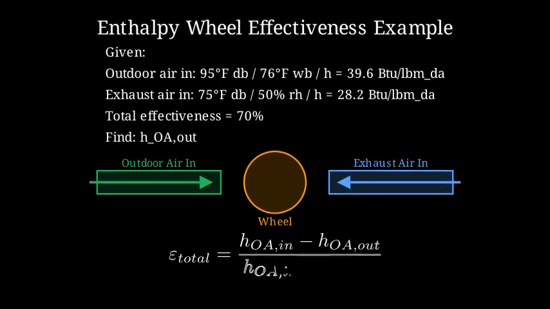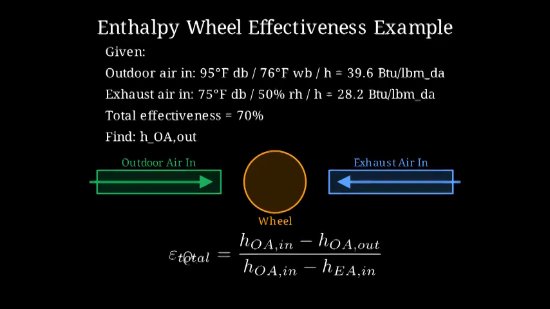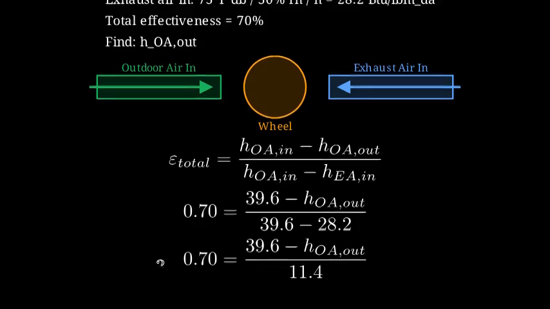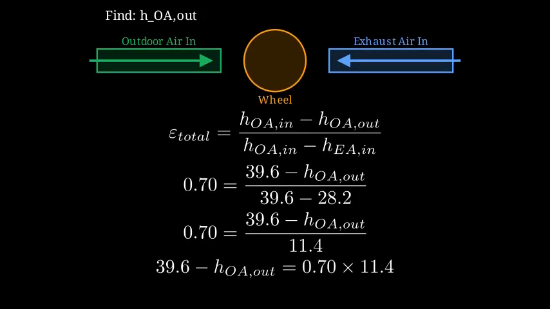Now, let's use the total effectiveness equation. Effectiveness equals the change in outdoor air enthalpy divided by the maximum possible enthalpy change. Substitute the given values. 70% equals 39.6 minus H outdoor air out, divided by 39.6 minus 28.2. Compute the denominator. 39.6 minus 28.2 equals 11.4.